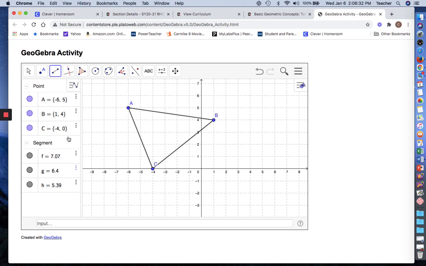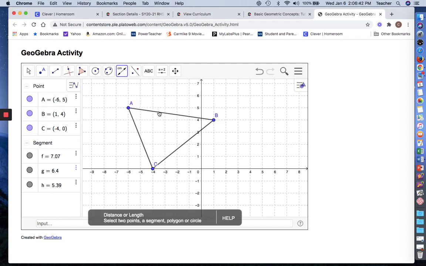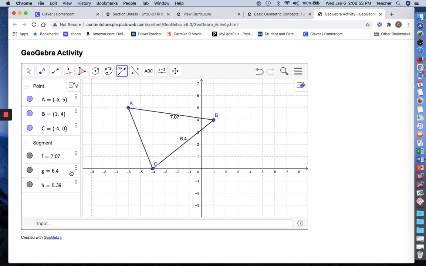All right, so let's say for some reason all of this is not there. This icon right here, I usually call that the angle icon. You can click down here on distance and length and just click whatever the segment is. You'll notice it gives you the same measure. 7.07 is the same 7.07 you had earlier. 6.4, also 6.4. So for some reason, if this doesn't show up, you do have other options.